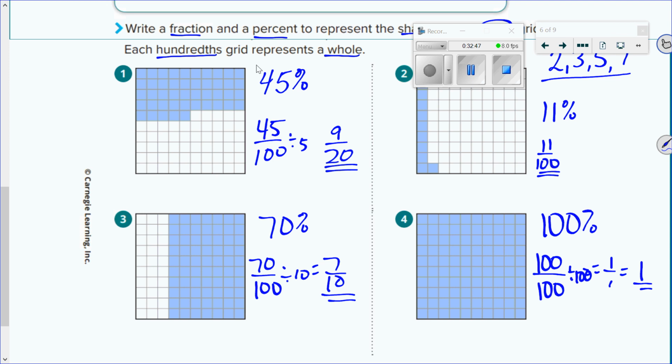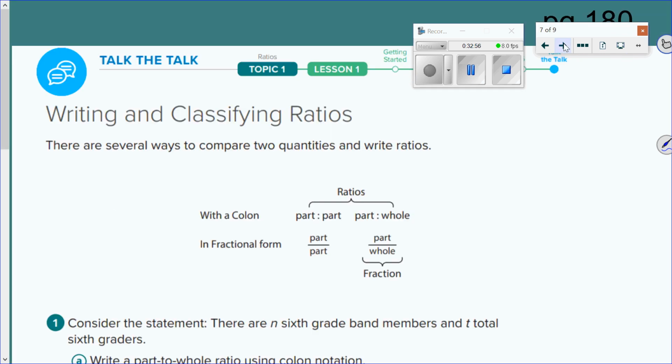So, bottom line, guys, percents actually are super easy because they're always out of 100. So when you're working with percents, that should actually make you feel good because that's easy work.